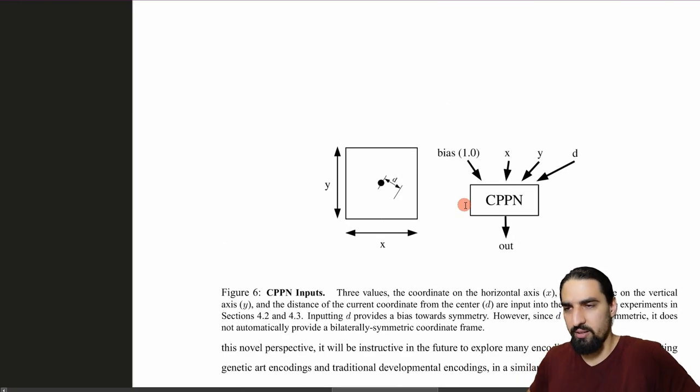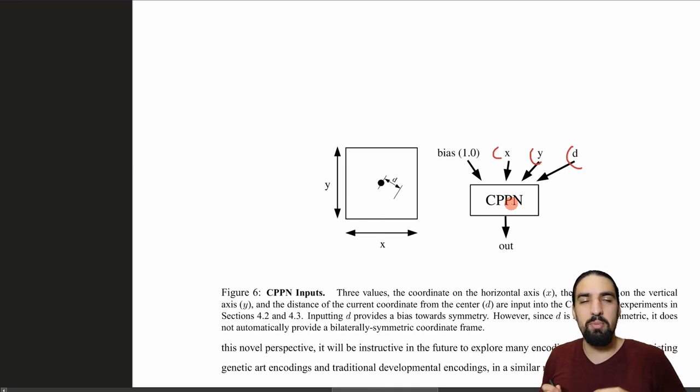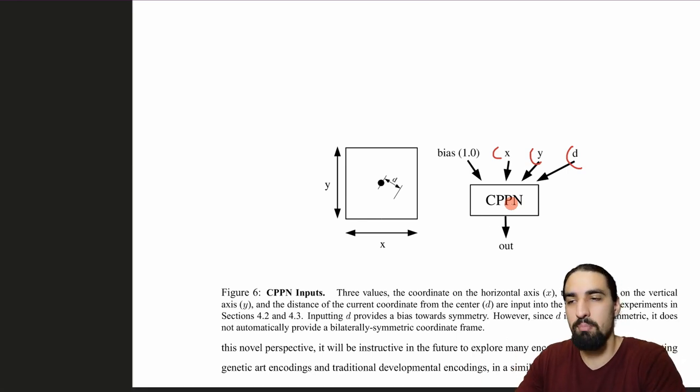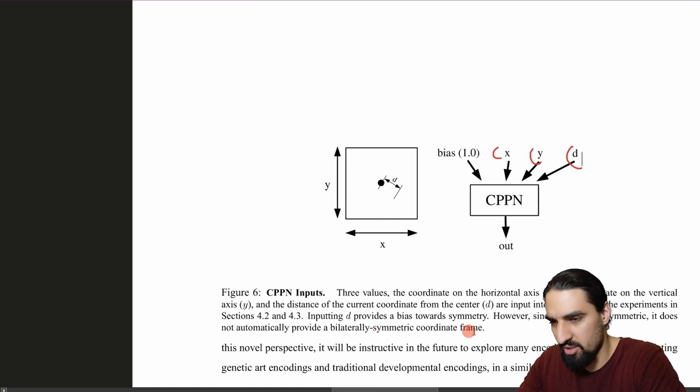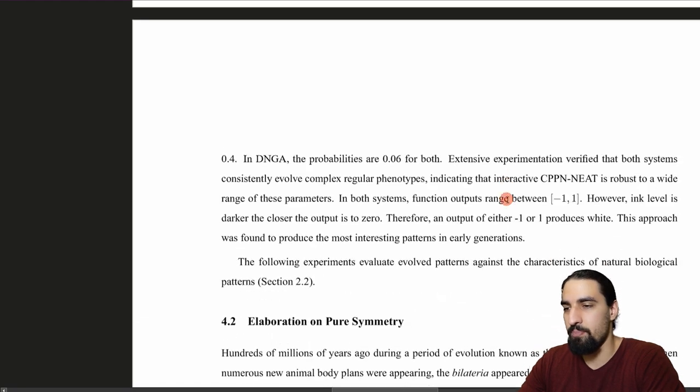By the way, just a slight detail. Aside from X and Y, what they additionally input is this signal D, which is just your distance from the center of your domain. This could in theory be learned by the CPPN by composing some functions, but this makes it a bit easier. It's a shortcut that biases the CPPN towards being radially symmetric. I think they mentioned it somewhere. However, since D is radially symmetric, it does not automatically provide a bilaterally symmetric coordinate frame. Okay, so D is biasing the CPPN towards radial symmetry.